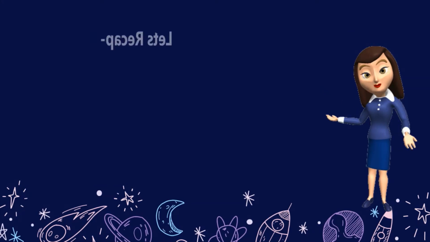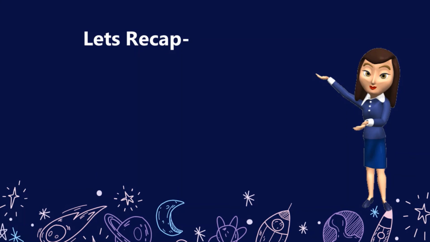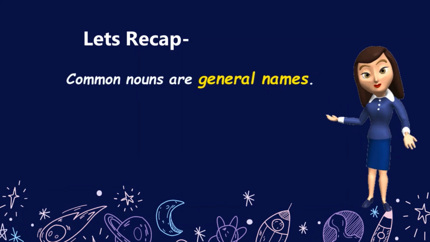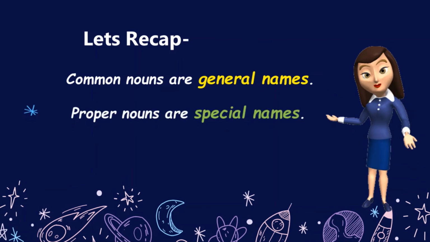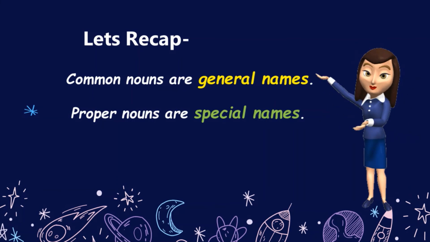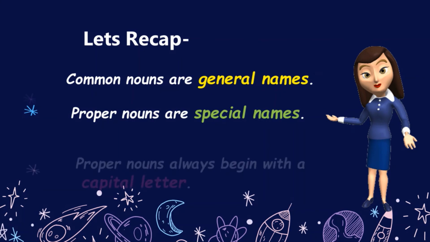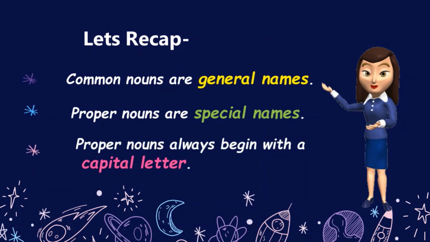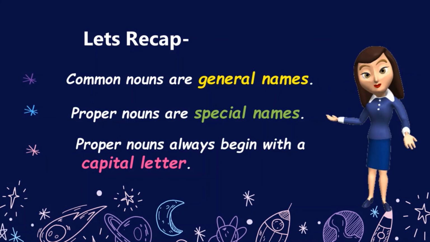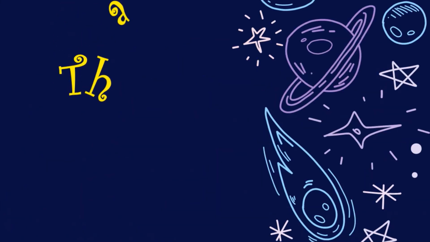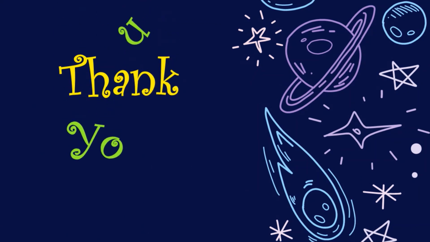So, what did we see? Let's recap that. Common nouns are general names, whereas proper nouns are special names. All these names are given to a person, place, animal, or a thing. All the proper nouns always begin with a capital letter. I hope everyone has understood the concept of proper and common noun.